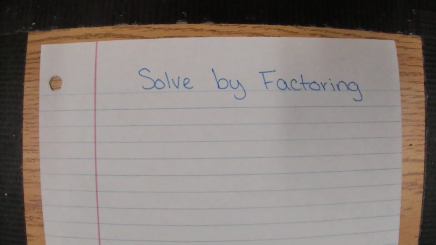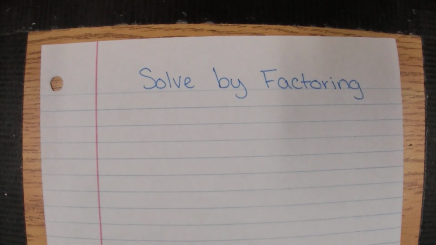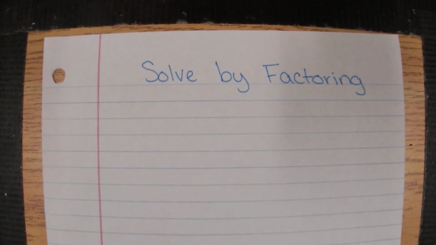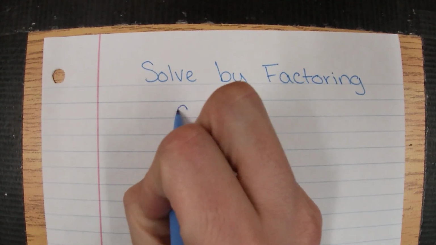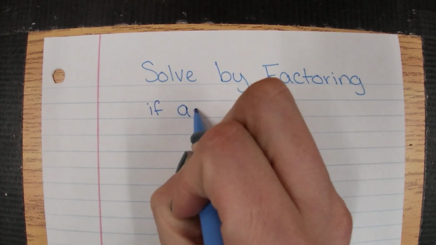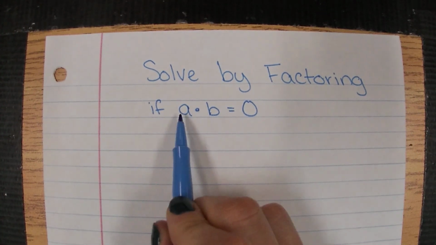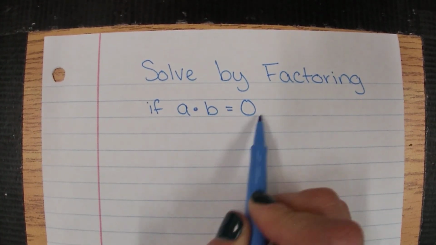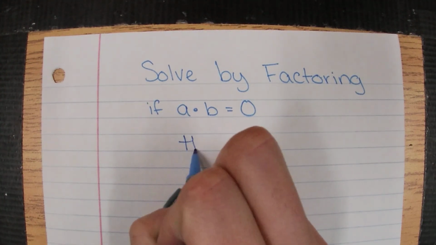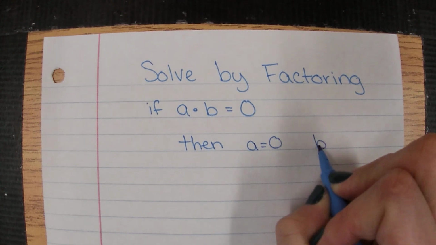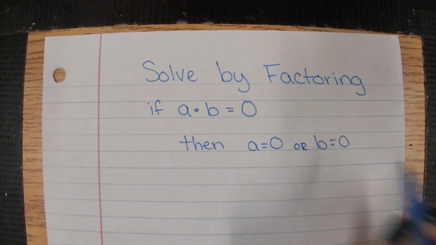Okay, so obviously this involves the fact that we need to know how to factor, since that's in the title. But it's all based on one concept in math. That concept is that if we have a times b and it equals 0, so if I'm multiplying two random numbers together and they equal 0, then it has to be the case that either a equals 0 or b equals 0, right?